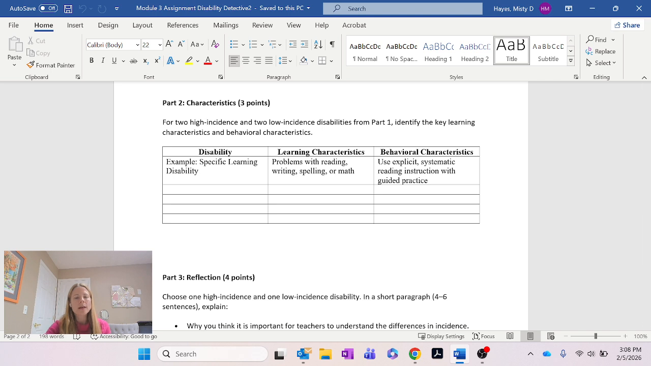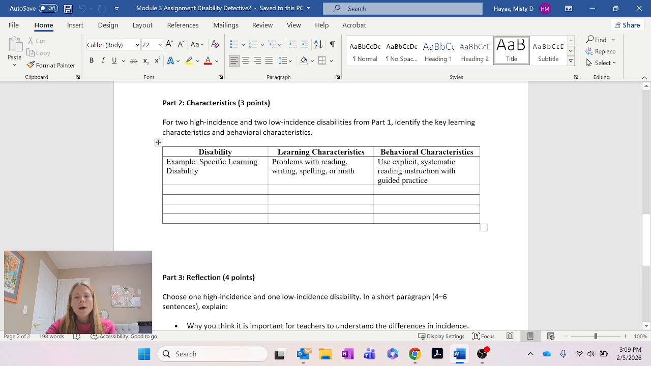So here's an example that I have. I'll walk you through. Let's say we wanted to pick specific learning disability. What kind of characteristics do we see with students who have learning disabilities? Well, they could have problems with reading, writing, spelling, or math. That's why a lot of times, instead of LDs, we say specific, and then we talk about what learning characteristics we have. You could even put one of these, but this is just an example of how you would give me those learning characteristics. And again, a lot of this information is coming from your textbook.